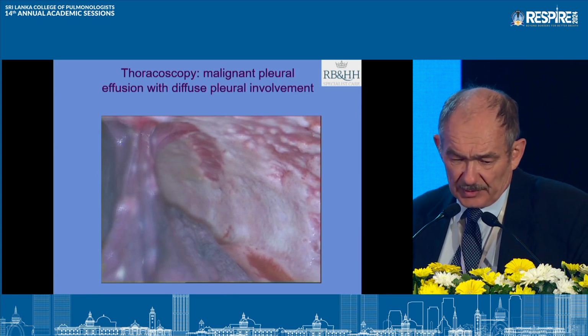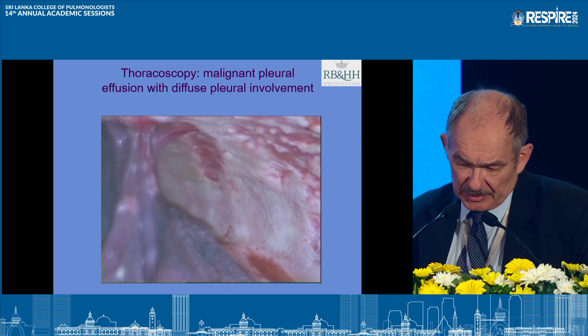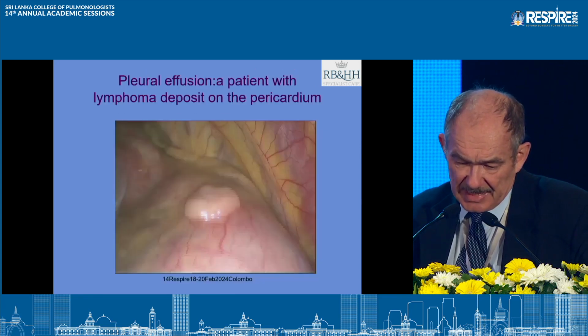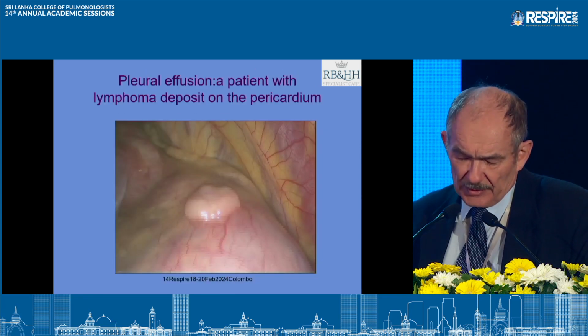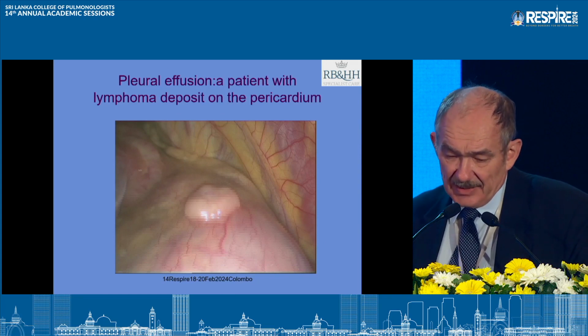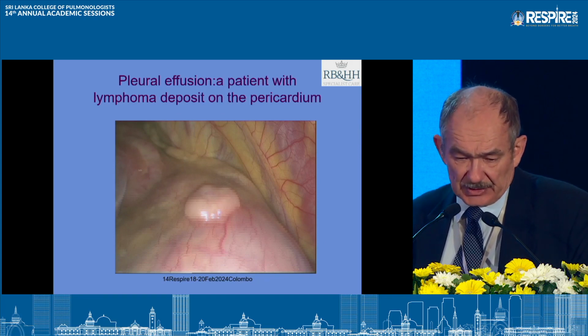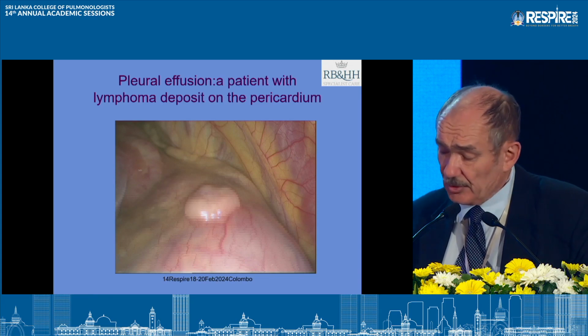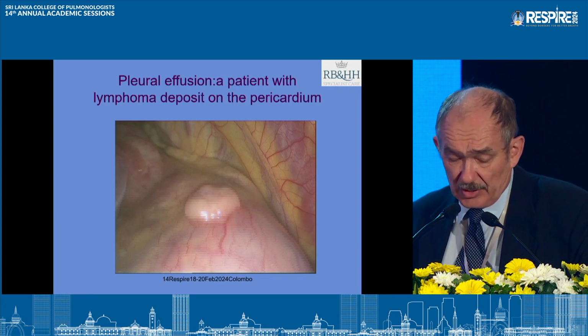Massive involvement of the pleura, residual fluid, but you can see biopsy is planned. But also, pleural effusion can be caused by very limited tumor burden, like in this case, in a patient with a lymphoma, we can see only a solitary nodule on the pericardium without any involvement of pleura at all.